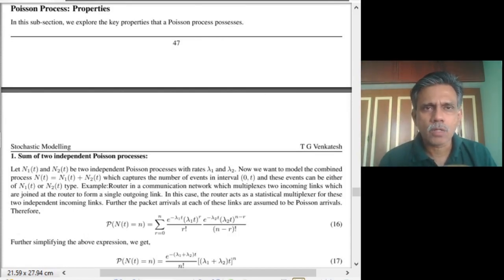Welcome to the course on stochastic modeling. In this lecture, we will look at some of the properties of the Poisson stochastic process.